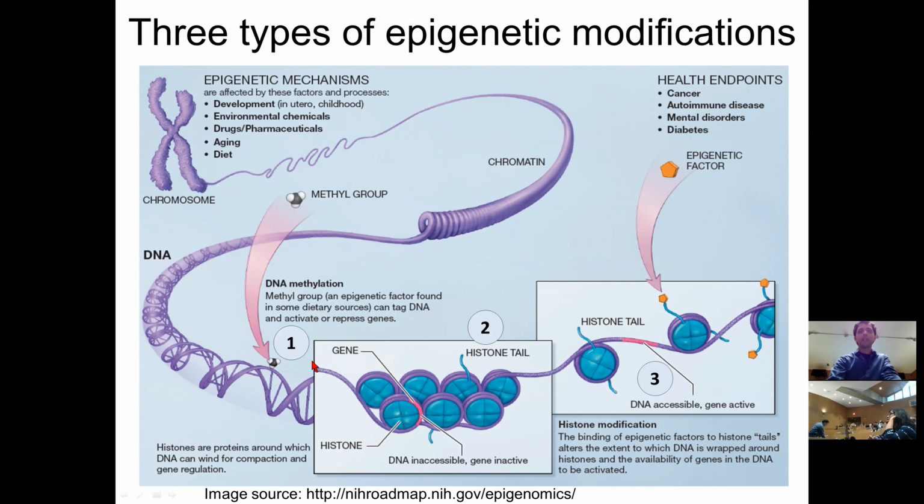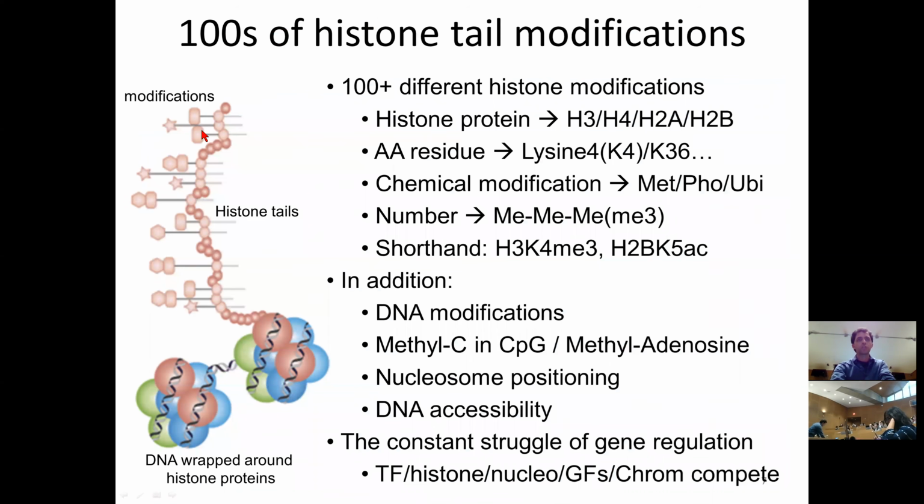So this is like the basics of epigenomics. And now, this is fairly simple, adding a methyl group. This is fairly simple. Is it accessible or not? This is very, very complex. So histone modifications themselves have more than 100 different variations. So you can have many different residues. You can have many different modifications in each residue.